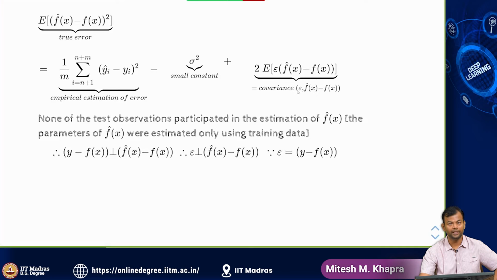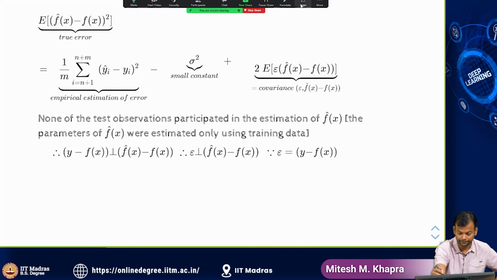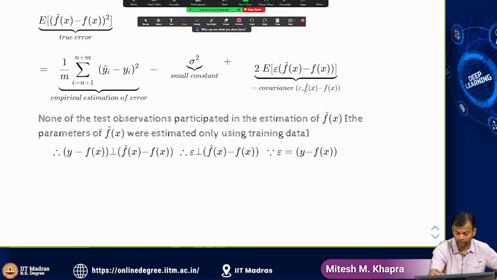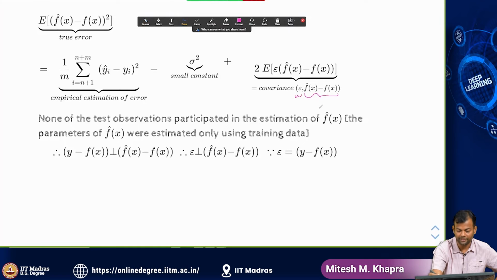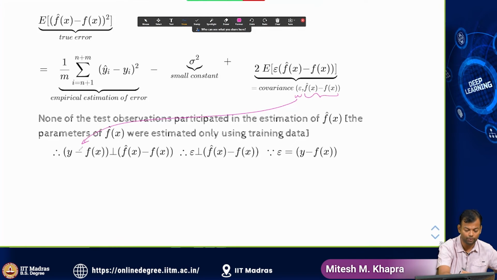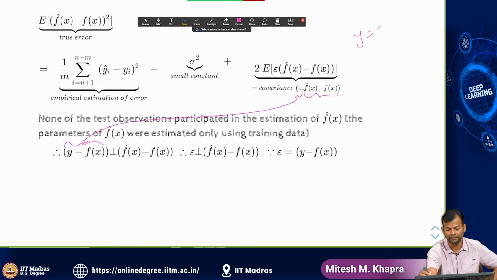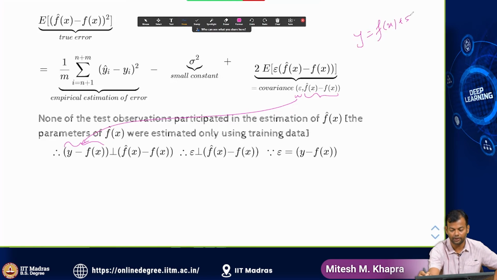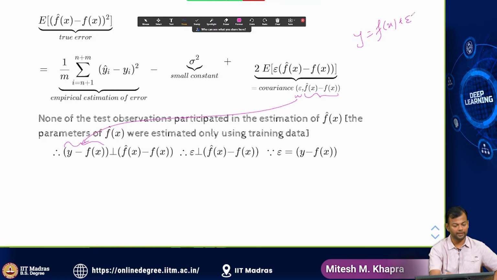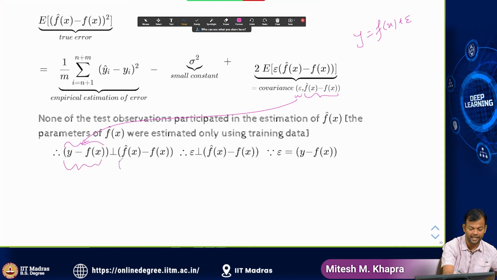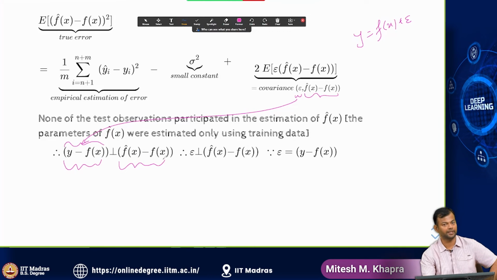So between epsilon and this other random variable, I just told you that epsilon is actually equal to y minus f of x, right. We just saw that simply comes from the fact that y is equal to f of x plus epsilon. Now the statement that I am going to make is that this y minus f of x is actually independent of f hat x minus f of x.